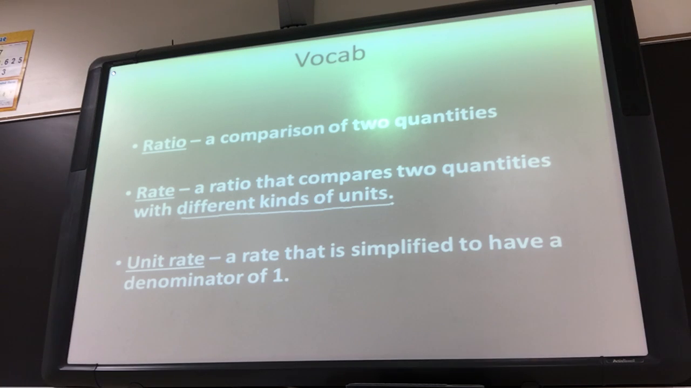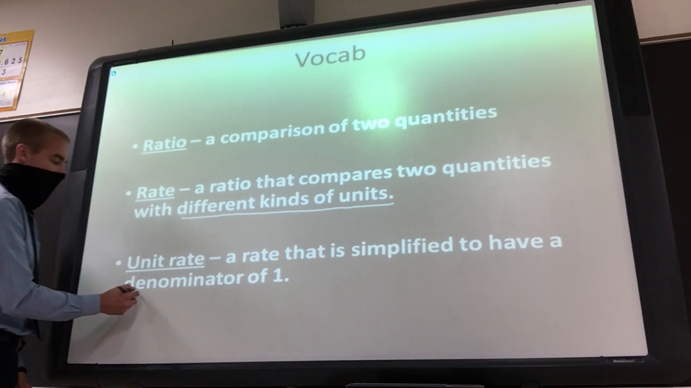And then that leads us to unit rates, which is what we're going to look at today. And a unit rate is a rate, and you simplify it to where the denominator, the bottom, is 1. You think about the word unit. Unit means 1. And so that's why we call it unit rates. The big thing with that is it needs a denominator of 1.